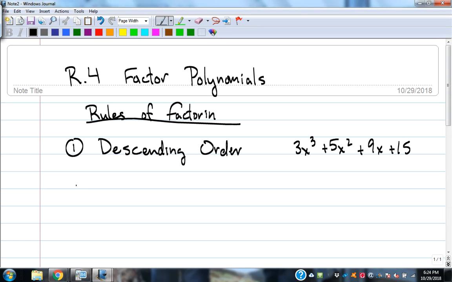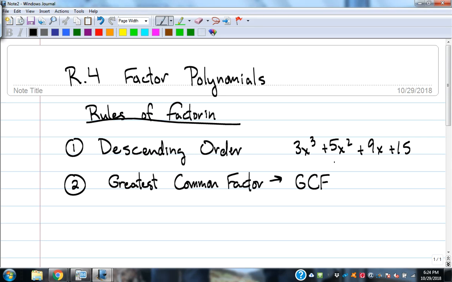Okay. Second thing you want to do is look for a greatest common factor. And we'll abbreviate that GCF. So if you hear me say GCF, I'm talking about greatest common factor. That's a number that goes into every term, or a letter that every term shares. So if the GCF is 2, then everything has to be divisible by 2. If everything is not divisible by 2, then that's not the greatest common factor. It's okay if there's not a GCF.